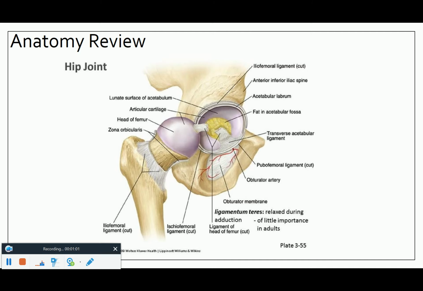You can also see on here the articular cartilage. Both the head of the femur has articular cartilage as well as the socket, or the acetabulum. So these are common areas of damage to the chondral surfaces, which could lead to osteoarthritis over time. So just make note of those two because they'll be very important in this lecture here.